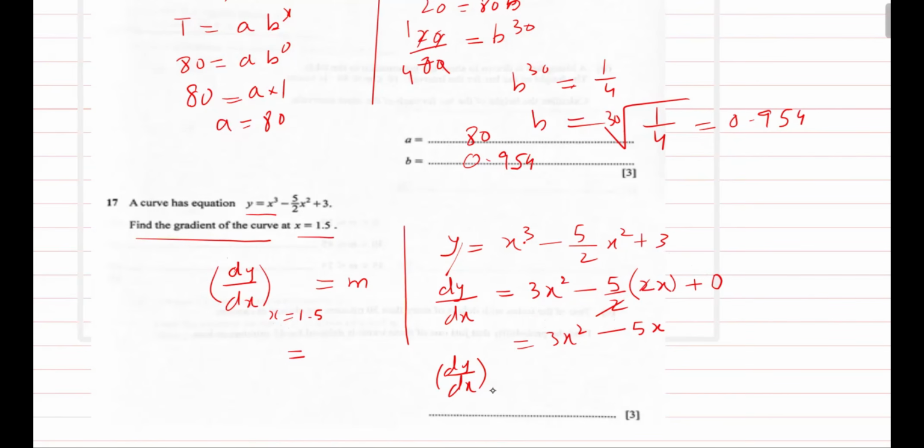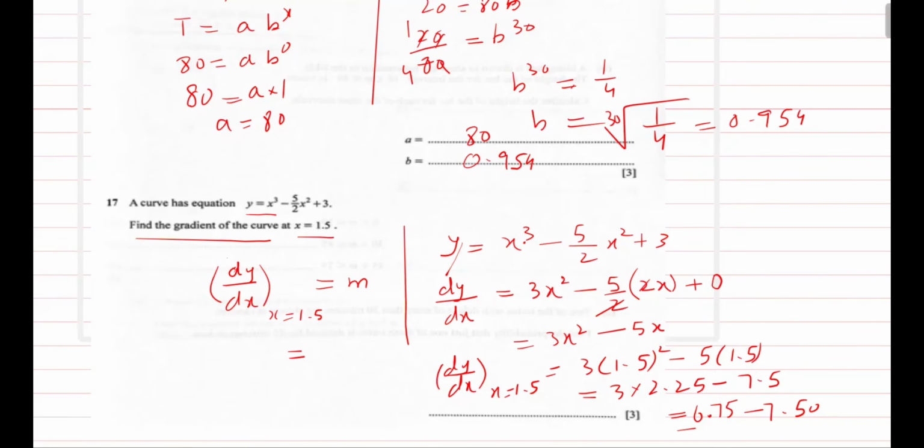Here, the value of dy over dx at x equals 1.5. Therefore, we write x equals 1.5. This value will be 3 into 1.5 squared minus 5 into 1.5. This will be equal to 3 into 2.25 minus 7.5, and this is 6.75 minus 7.5, which equals negative 0.75. Minus 0.75 is the gradient of the curve at x equals 1.5. Therefore, m equals minus 0.75, and this is the answer.